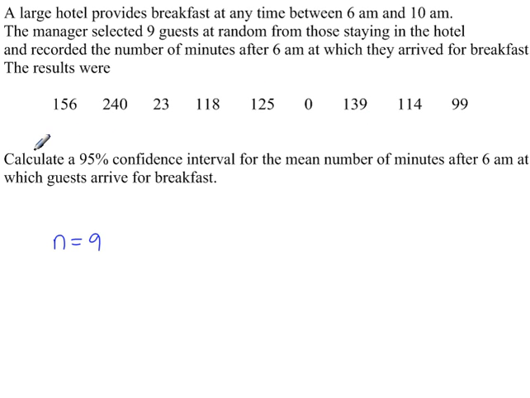And we're going to work out a 95% confidence interval for the mean number of minutes after 6 a.m. at which guests arrive for breakfast. So we don't know the population mean, we don't know the population standard deviation, it's not given. So what we're going to do is put this data into the calculator to work out the sample mean and the sample standard deviation for this data.